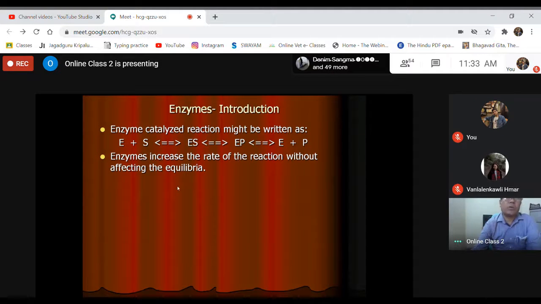Okay, so enzymes increase the rate of the reaction without affecting the equilibrium. So here it shows the equilibrium. This enzyme does not affect the equilibrium, but simply increases the rate of the thermodynamically feasible reaction. It doesn't change the equilibrium.